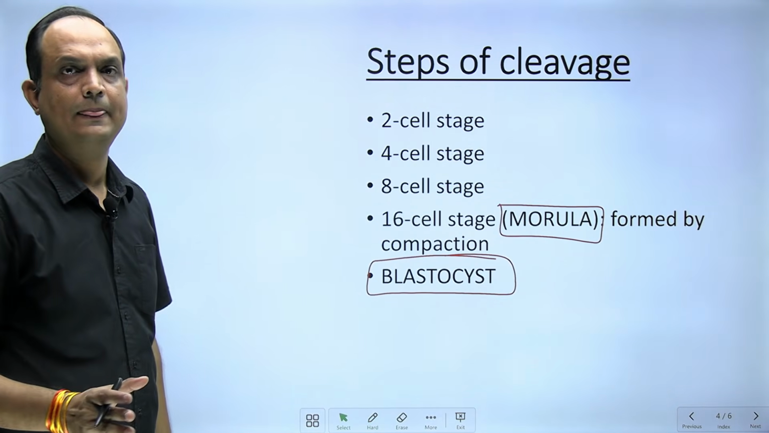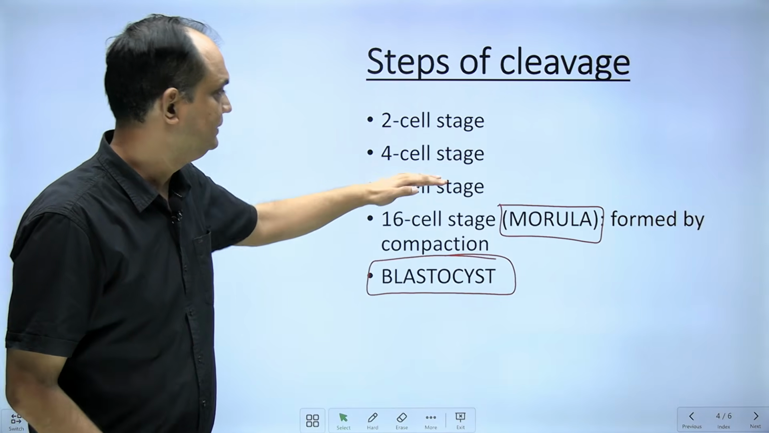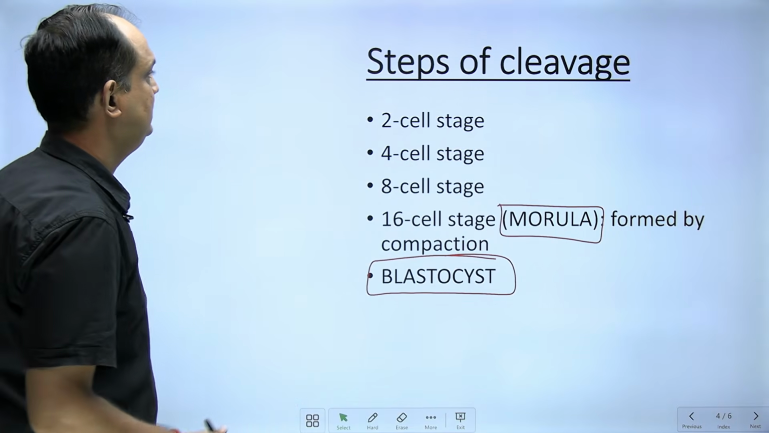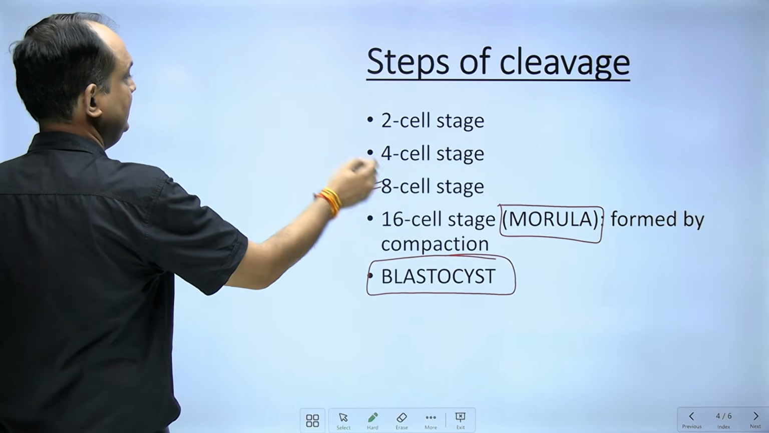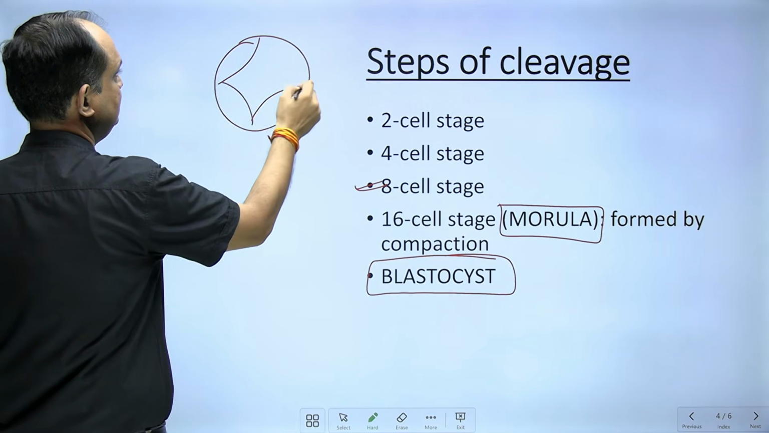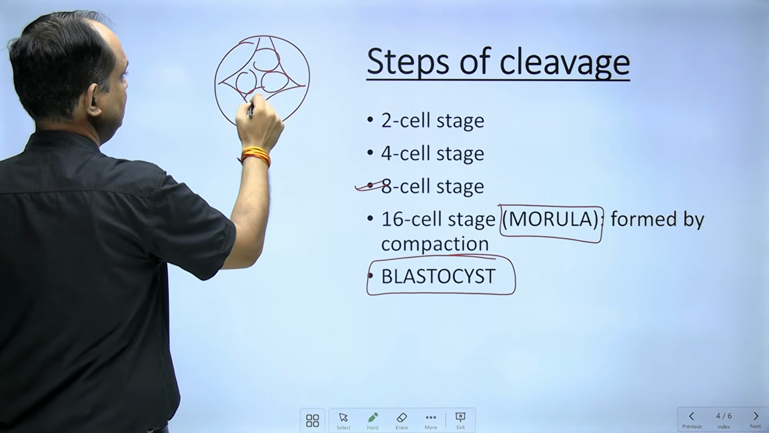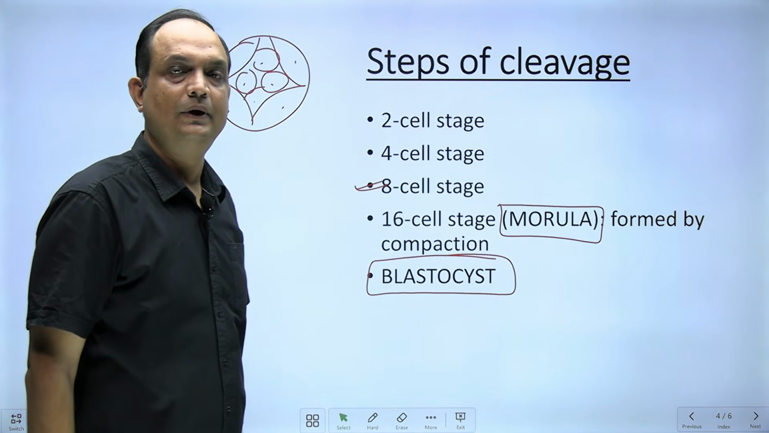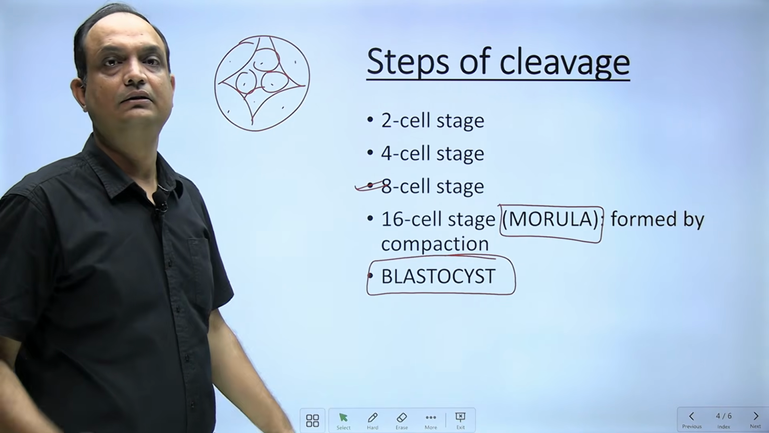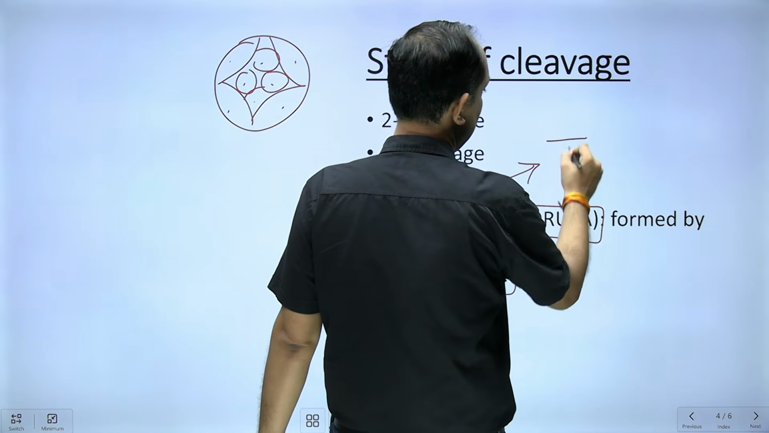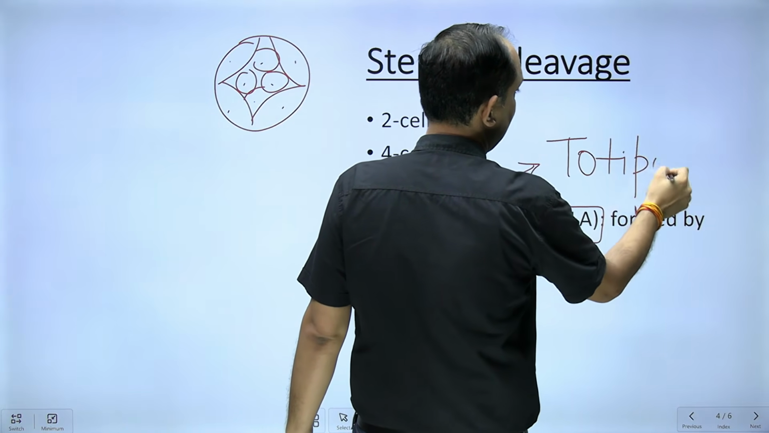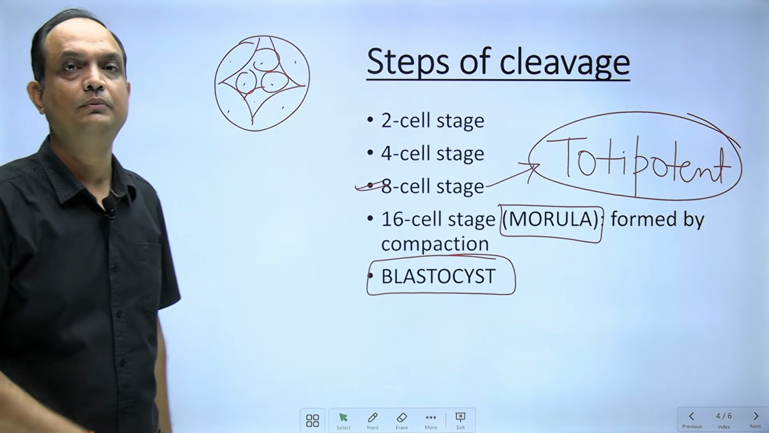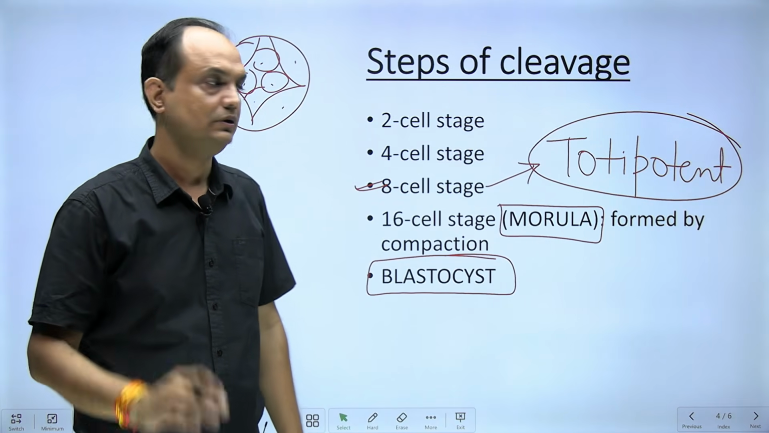So, what is happening? How is the morula different from the 8 cell stage, and how is the morula different from the blastocyst? Now, my dear students, this is the 8 cell stage. All the 8 cells have similar properties, and at this stage they are known as totipotent cells. Why are they totipotent? Because all these cells can form intraembryonic as well as extraembryonic tissues.